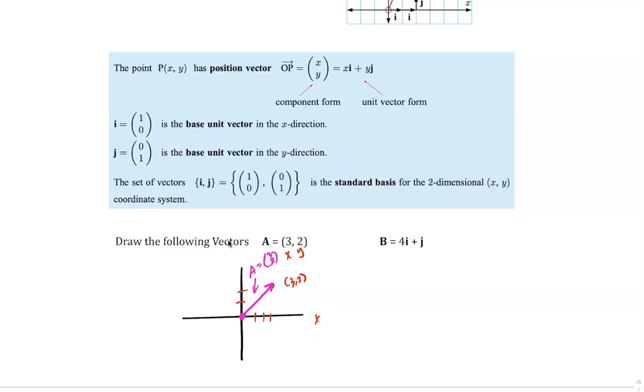And this should have been written, this form right here should have been written vertically. Right there's a point. Right here's a vector. Slight difference, but it means the same thing.